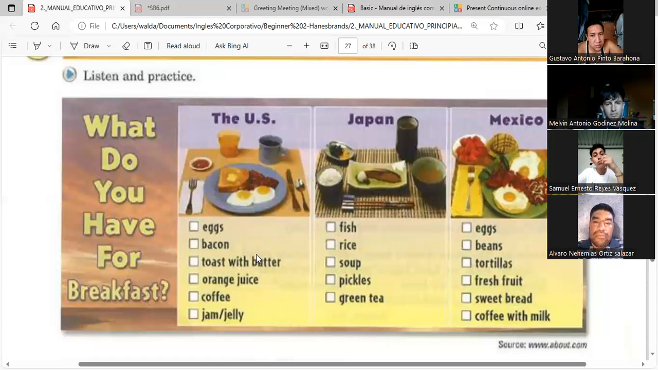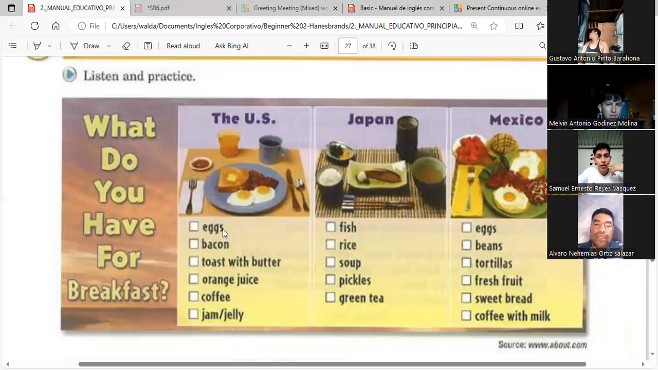Okay. So I have a question for you. How do you say toast in Spanish? Tostada. Tostada, okay, good. Bacon? Tocino. Jam. Jalea. Jalea, very good. No lo confundan con jamón. Es jamón. Jam es jalea. Jam or jelly. Jalea. Okay? We understand? Clear? Okay, good.